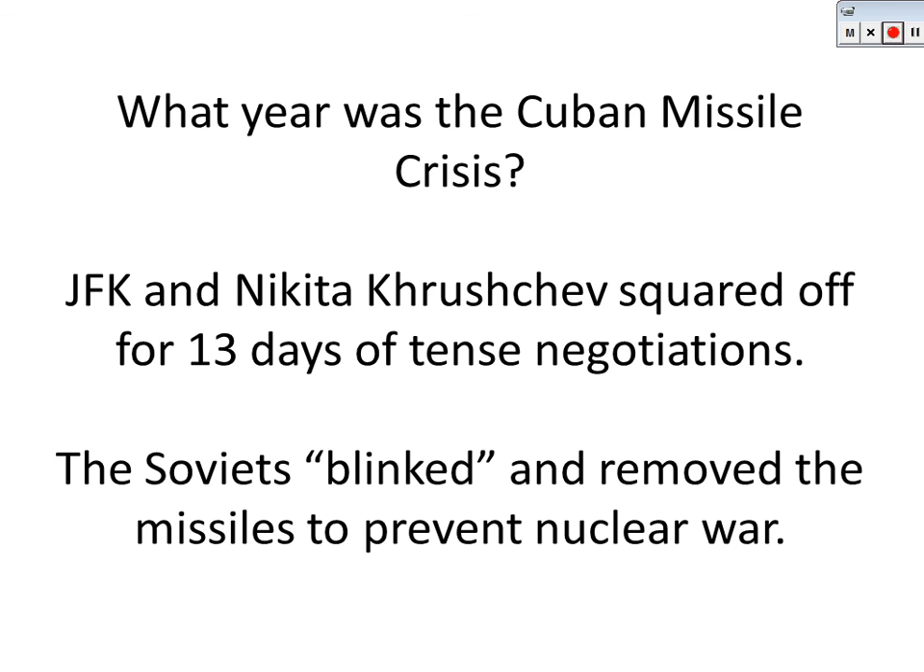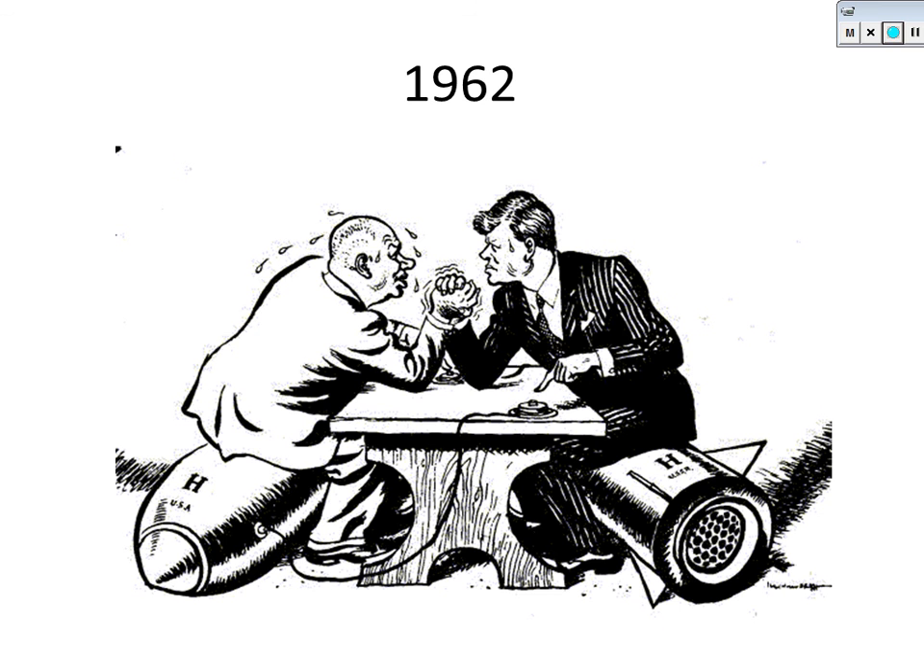And what year was the Cuban Missile Crisis? JFK and Nikita Khrushchev squared off for 13 days of intense negotiation. The Soviets blinked and removed the missiles to prevent nuclear war. Good job. 1962. Eyes up at the board. I think that you might see that political cartoon. Cuban Missile Crisis. Soviets blinked. They removed their missiles. But we had to agree to do what with Cuba? Leave them alone. Very good. Did we remove our missiles from Turkey? Nope.